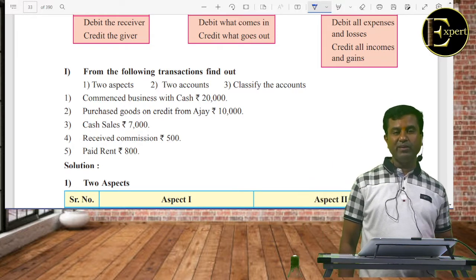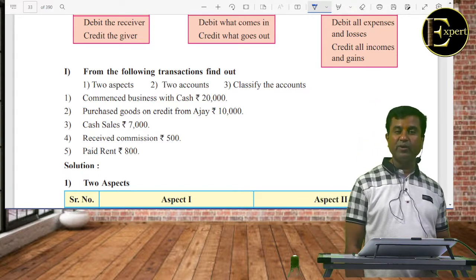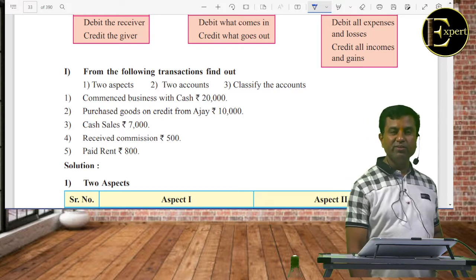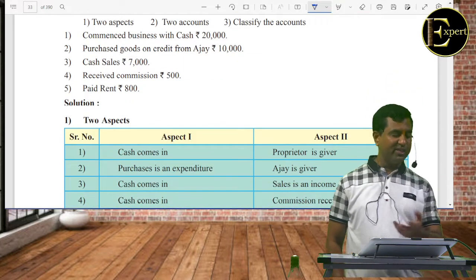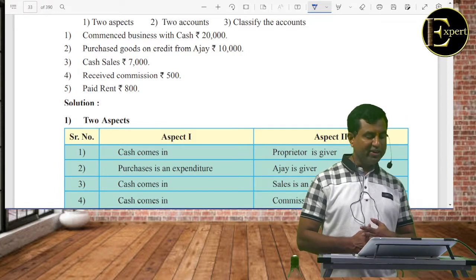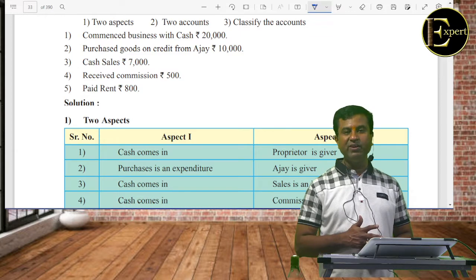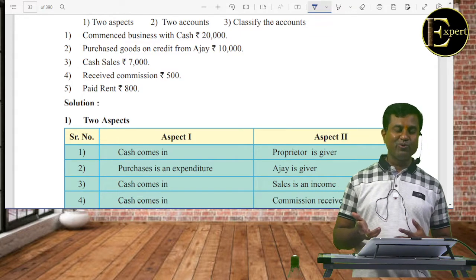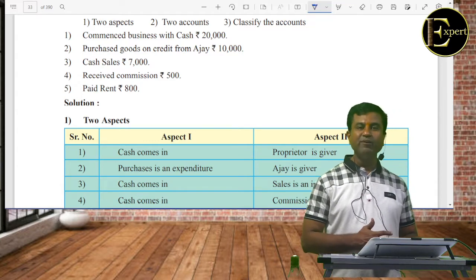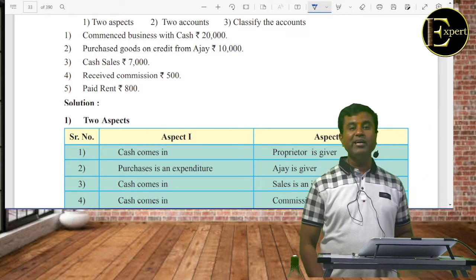तो business में अभी cash आ रहा है. Point of view is only business. Commence business with cash. Aspect number 1, cash comes in the business and owner is the giver or proprietor is the giver. That you can see in the chart here. पहला aspect दिया है, cash comes in the business and proprietor is the giver. Cash comes in the business, that is the aspect number 1. इसमें account कौन सा impacted है students? तो cash account है. Proprietor is the giver or capital is the giver. So second account is nothing but a capital account.